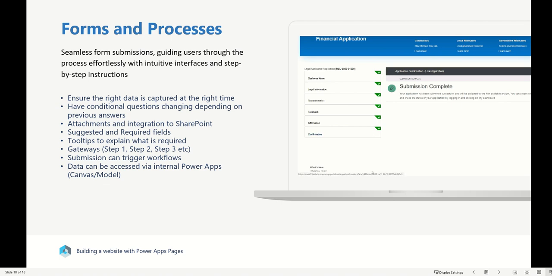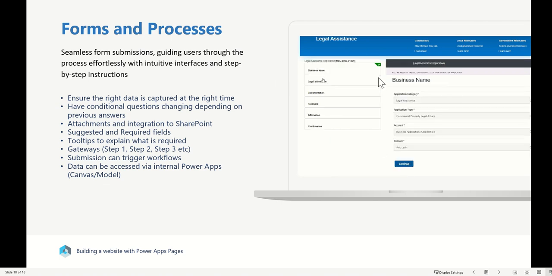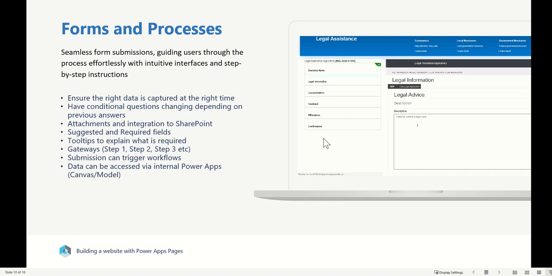As I say, gateways. So for example, here we've got 1, 2, 3, 4, 5, 6. We've got 6 different gateways here that we're moving through. As I say, it's built into the form processes of Power Pages.